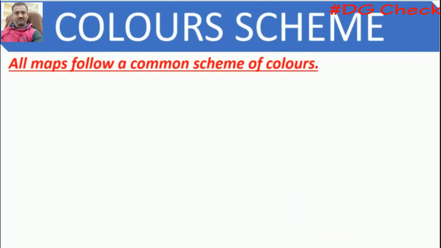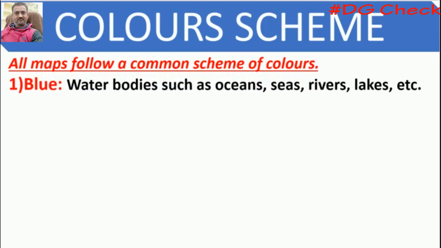Then, color scheme. The legend or the key of a map explains what colors and symbols are used in the map. It is usually given in a box in one corner of the map. Certain standard colors and symbols are used to show different features, such as blue color shows water bodies, oceans, seas, rivers, lakes, etc.